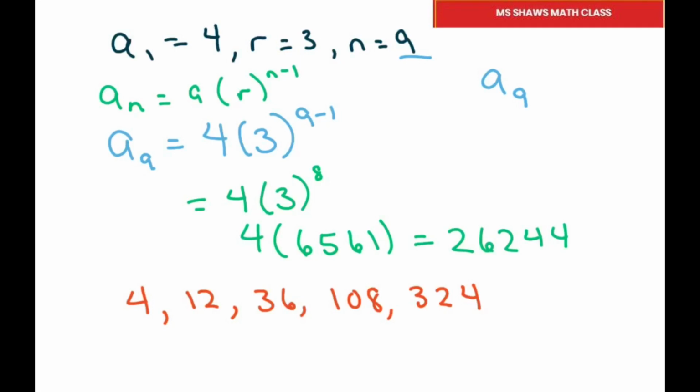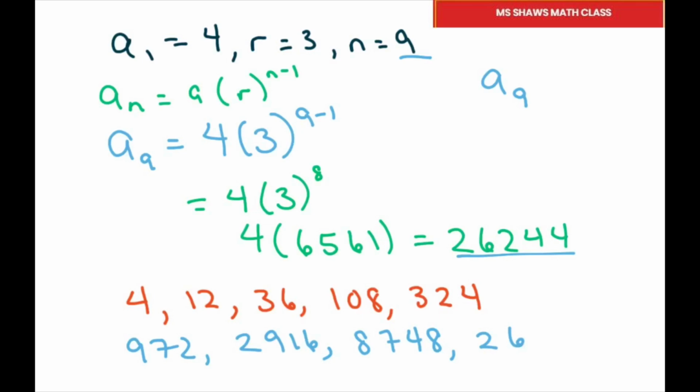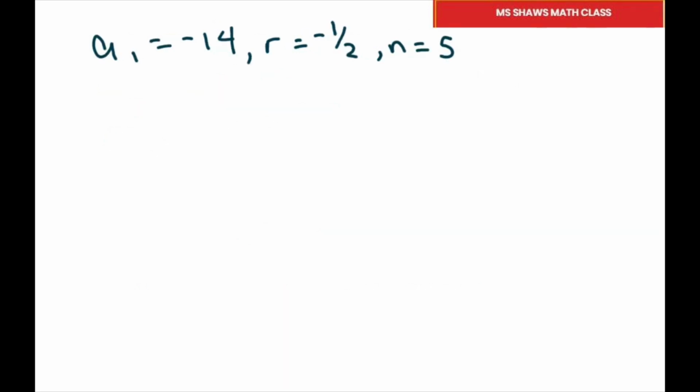So multiply that by 3 again. You get 972. Multiply by 3 again. You get 2,916. Times 3 again, 8,748. And multiply by 3 again. You get this, 26,244. So that's how that goes. All right. And now we have this one.